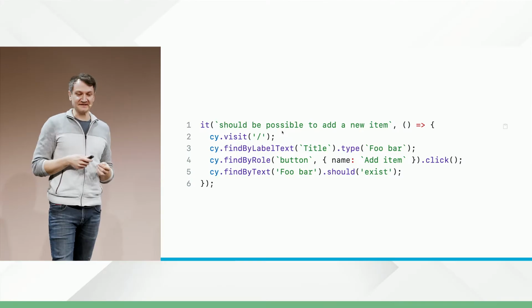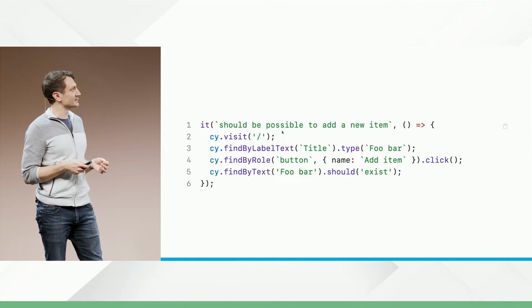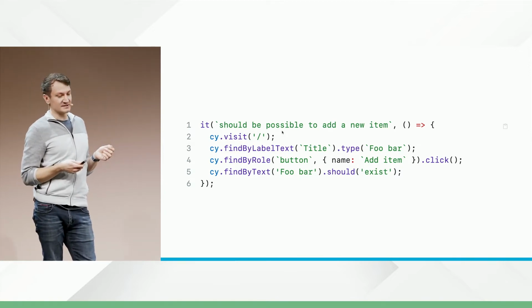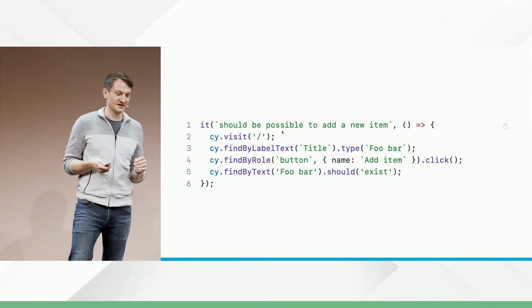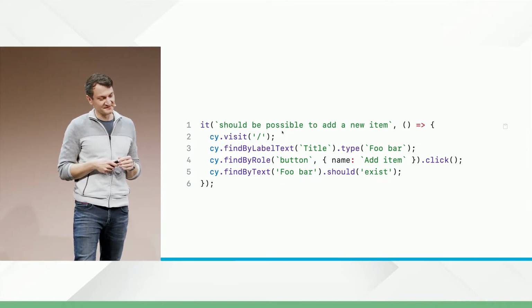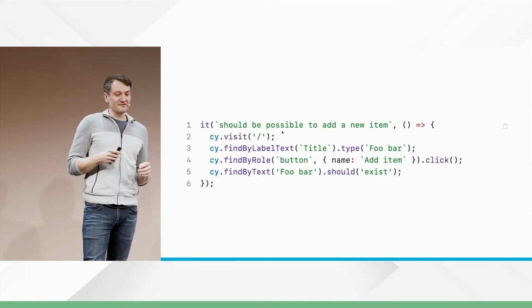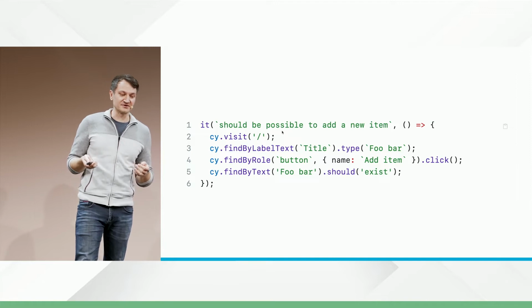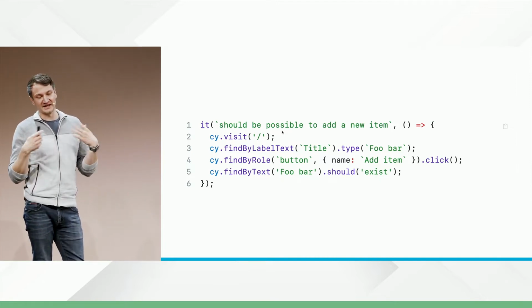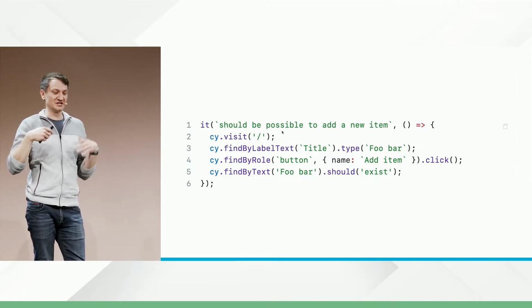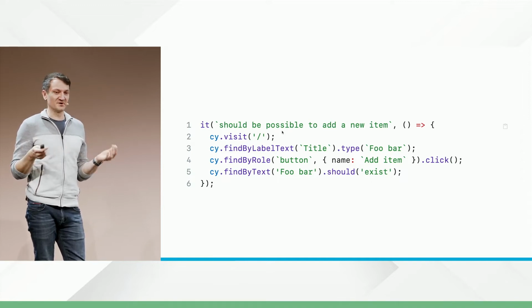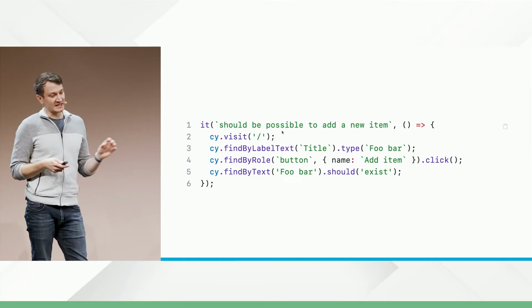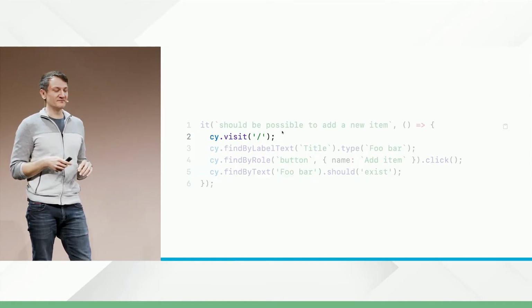A typical test that team end-to-end testing is writing looks something like this. It's a lot more terse than what we saw in the morning, but I think it fits well on a slide. In the first line, we specify what we want to test. In this case, we want to test that it's possible to add a new item to a list. Imagine, the actual example is a shopping list, but imagine something like a to-do list. And in line 2, we visit the homepage.